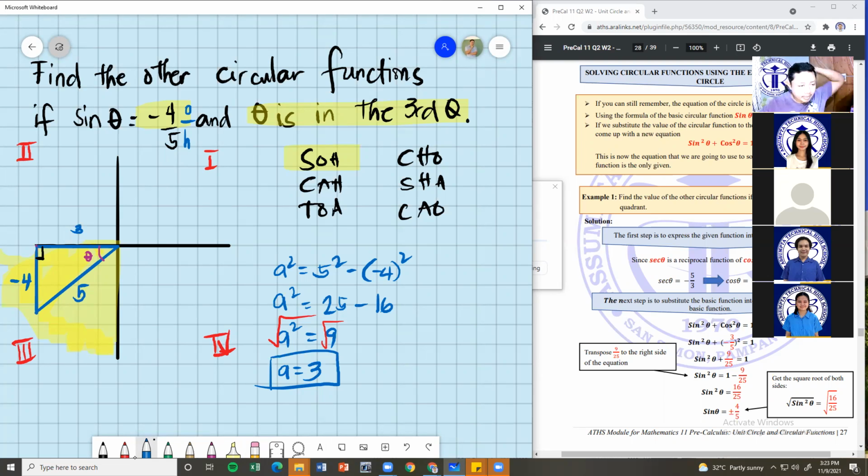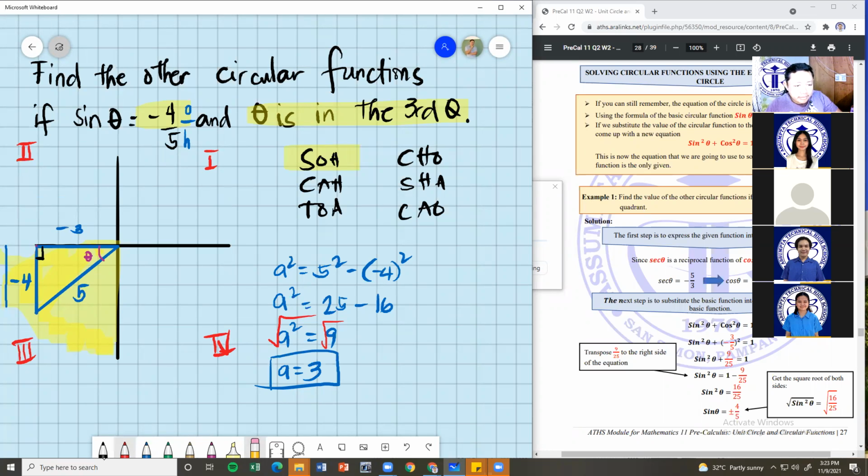However, remember, look at ito, nasa left side siya ng x-axis. Kapag nasa left side siya, that's negative. Similarly, look at this, yung negative form mo, pababa siya. So therefore, that's also negative. Okay? Please take note of that. Kaya naging negative yung sagot natin doon.